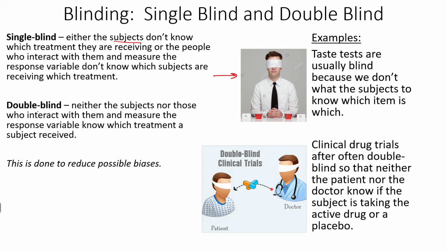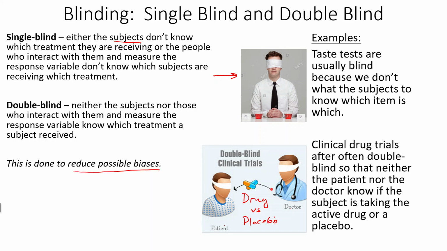That's single blind. Double blind is when neither the subject nor those who interact with them and measure the response variable know which treatment the subject receives. So the doctors won't know and the patient won't know who's getting the actual drug and who's getting the placebo, the inactive drug. This is done to reduce bias. Some people know they like Coke better than Pepsi, but if we give them a taste test and they don't know which one's which, then they can't just say, oh, I like Coke better.